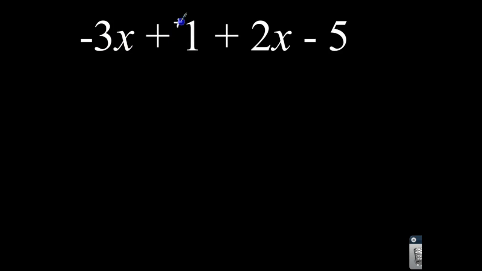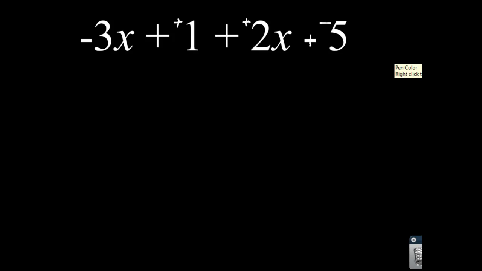This is going to be a positive 1. This is a positive 2x. And this, since I'm going down 5, I change to adding and make it a negative 5. Now, the reason I do this is so that when I'm adding, I can add in any order. And now I can rearrange this, putting the variable terms in the front and then the constant terms at the end.